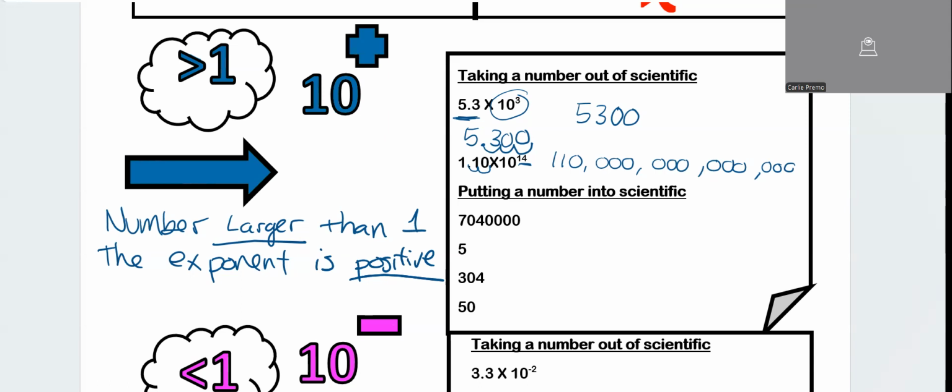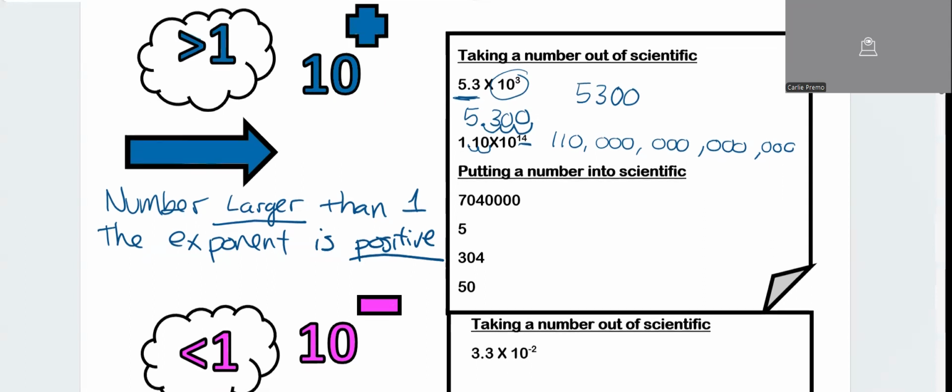So again, looking now at the opposite way, I have all these numbers that I can clearly see are over 1, so they'd be more than $1.